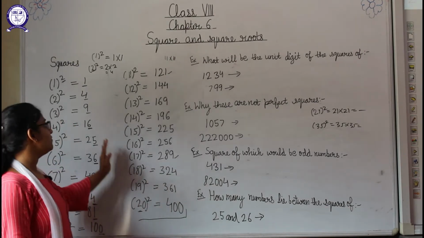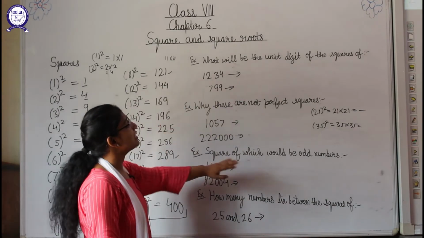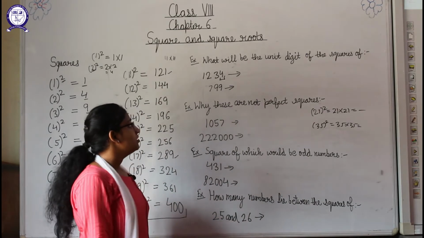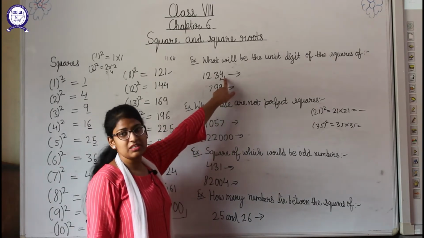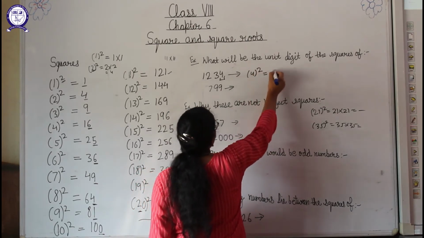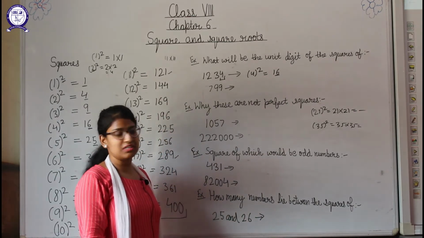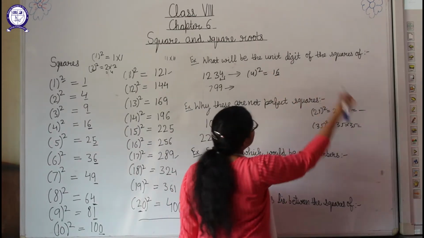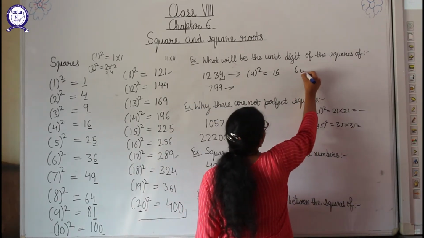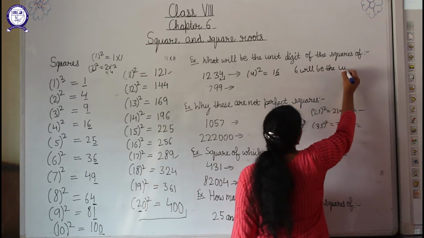So students, if you observe, we will get to know the unit place digit if we do the square of 4. What is the unit place digit here? 4. Okay, so 4 square or 4 fours will be 16, and what is the unit place digit here? In 16, the unit place digit is 6. It means what will be the unit digit of the square? So we will write that 6 will be the unit digit of the square.